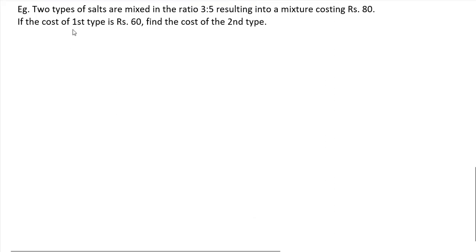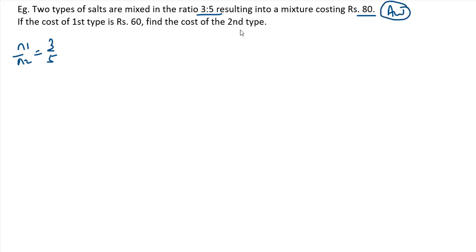Two types of salts are mixed in the ratio 3:5. So this 3:5 is nothing but your N1 by N2, which is 3 upon 5. The resulting mixture is costing 80 rupees. This is your average weight of the group. If the cost of the first type is rupees 60, so this is your A1, find the cost of the second type. You need to find what is A2.